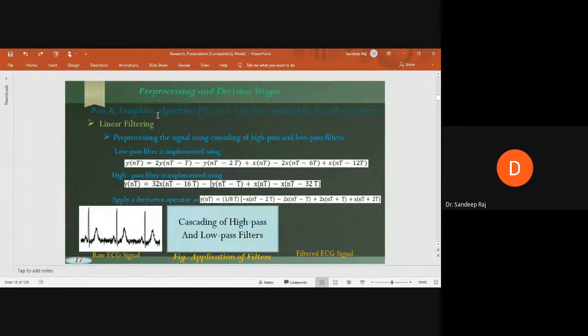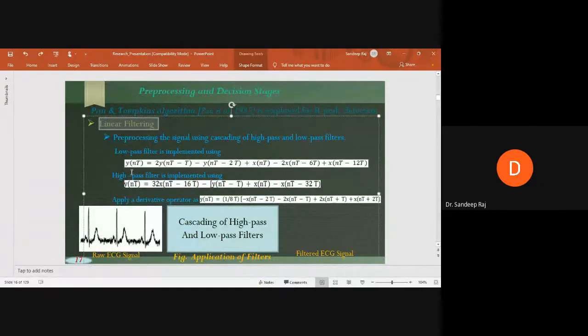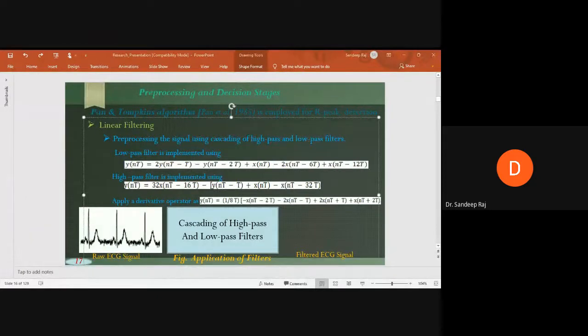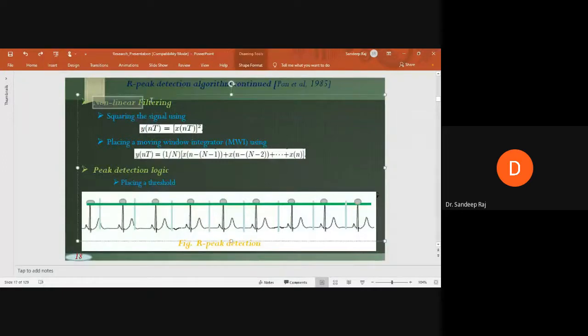In the pre-processing stage, we have done the linear filtering and implemented the high pass and the low pass filters using these difference equations. Then we applied a derivative operator to identify the slope of the wave. We can see in this image a raw ECG signal, and after cascading the high pass and low pass filters, the signal is filtered. After that, the non-linear filtering is done: the signal is squared and a moving window integrator is placed. Then the thresholds are used to detect the peak of the R wave.